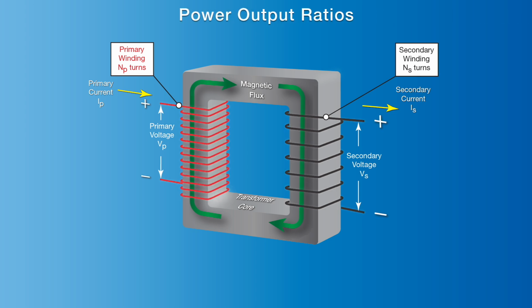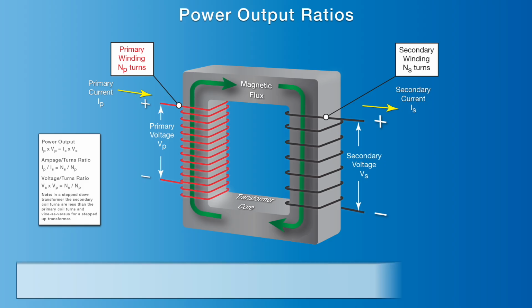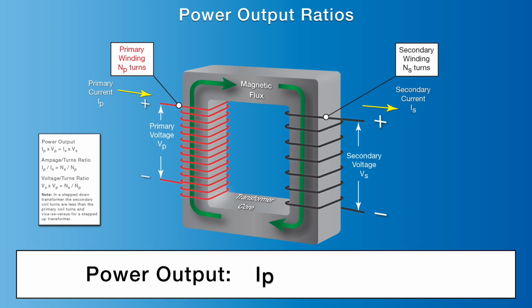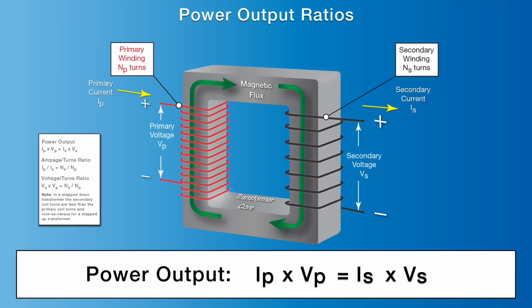In a transformer, the ratios between input to the primary coils and output from the secondary coils are used to calculate the required inputs and outputs. Power is a function of amps or current times volts. Therefore, the primary current Ip times primary voltage Vp flowing in the primary coils equals the secondary current Is times secondary voltage Vs, the output flowing in the secondary windings.